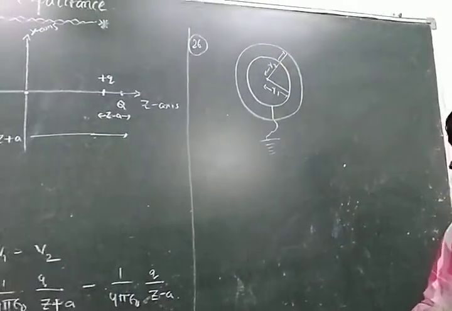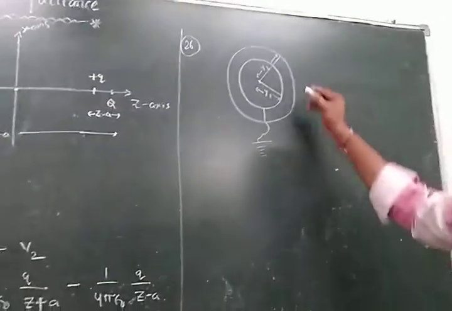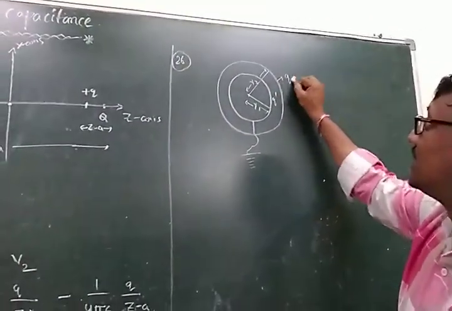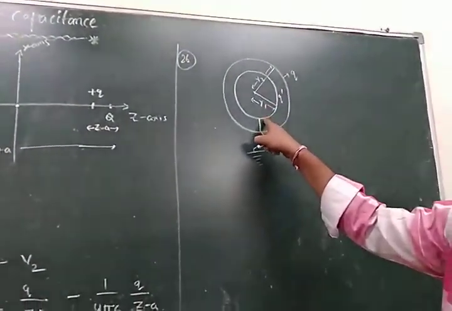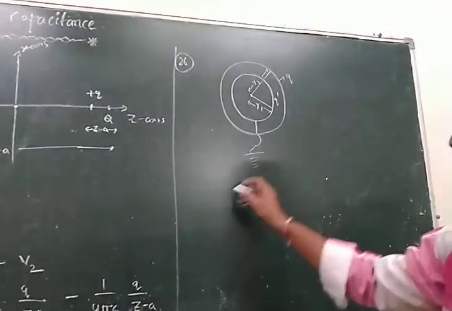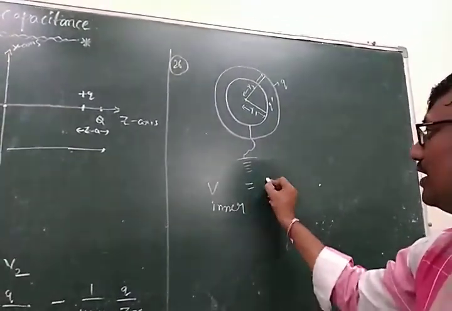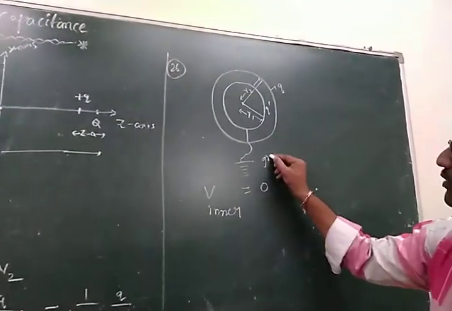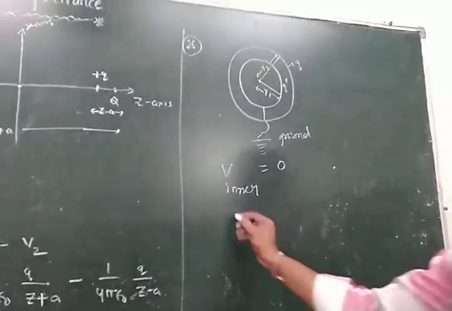Of the two surfaces of the sphere, the inner surface is grounded. The charge on the inner surface is Q dash, and the charge on the outer surface is considered Q. When the inner surface is connected to the ground, its potential is equal to 0, because it is connected to the ground.